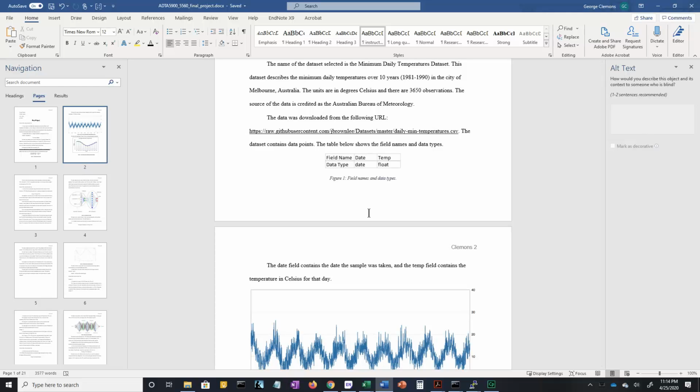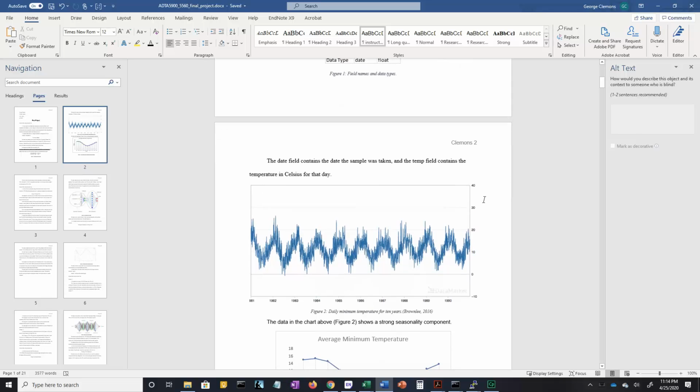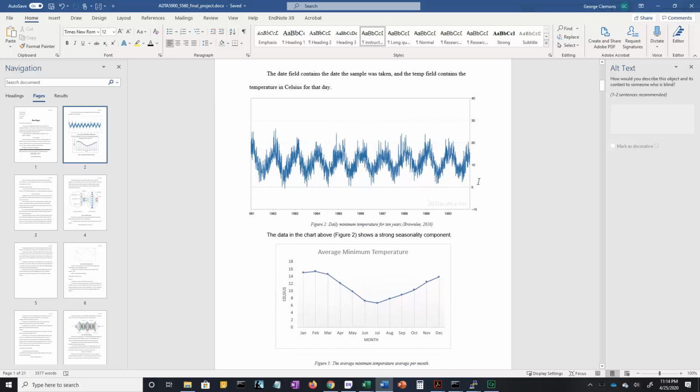The data type of the date field is date, and the data type of the temperature field is float. The date field contains the date the sample was taken, and the temp field contains the temperature in Celsius for that day, the minimum temperature in that day. And as you can see from this first chart, the temperatures are cyclical. It gets warmer in the winter down there and cooler in the summer. Figure 2 shows the average monthly temperature over 10 years.